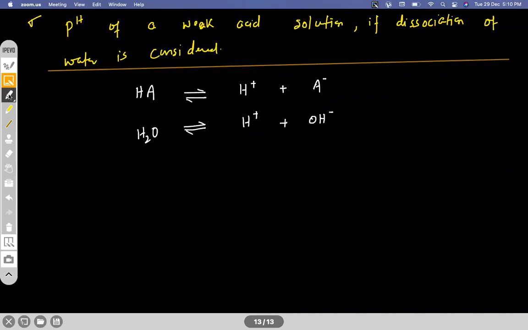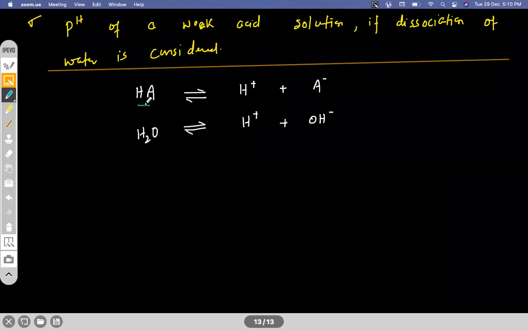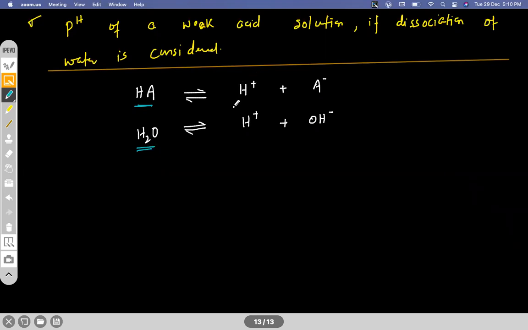Logically also you can think. We have two sources of H plus here. One is this acid, other one is water. So you need to find out total H plus concentration. Then we can use the formula of pH. Correct. So how do we find out the total H plus concentration? We can find out this by charge balance.